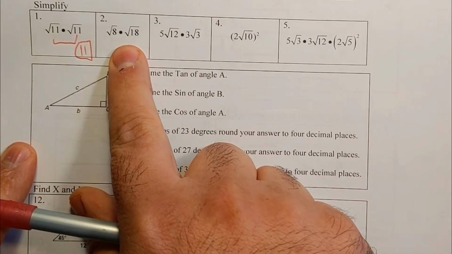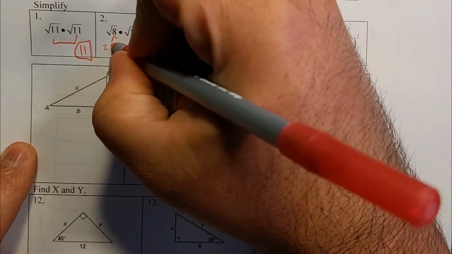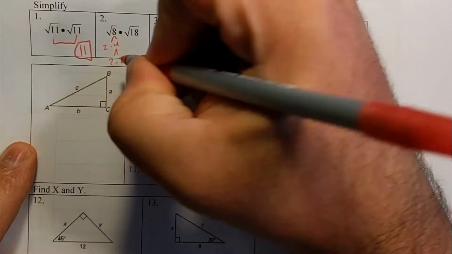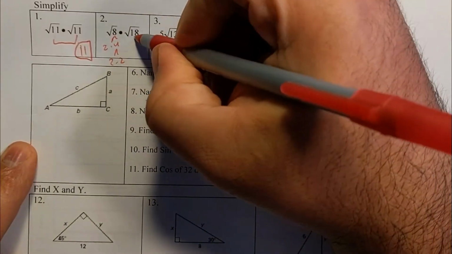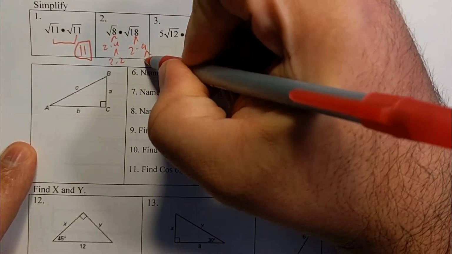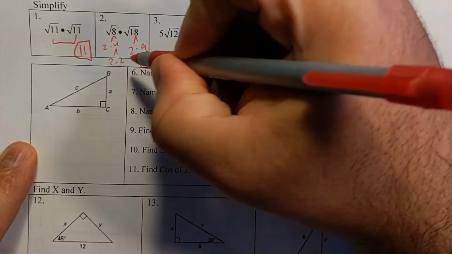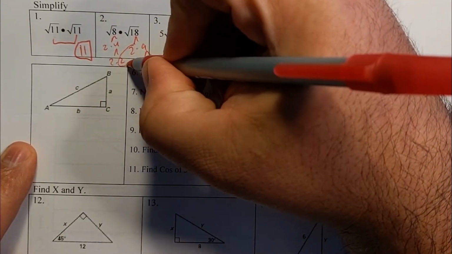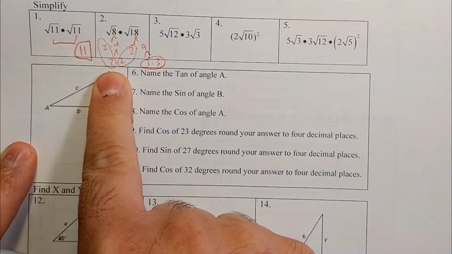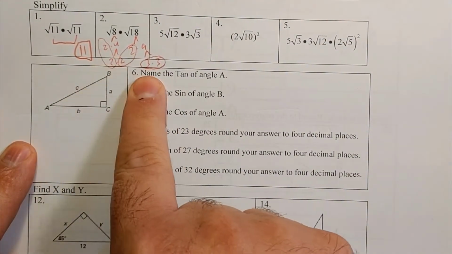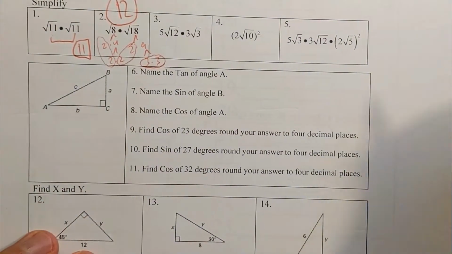Over here for the square root of 8 and the square root of 18, you're supposed to factor it out to find those pairs. So like 8 is 2 times 4 and 4 is 2 times 2, 18 is 2 times 9 and 9 is 3 times 3. And now you can see there's a pair of 3s, there's a pair of 2s, and there's another pair of 2s. So you have 2 times 2 times 3, so 4 times 3. Number 2's answer would be 12.